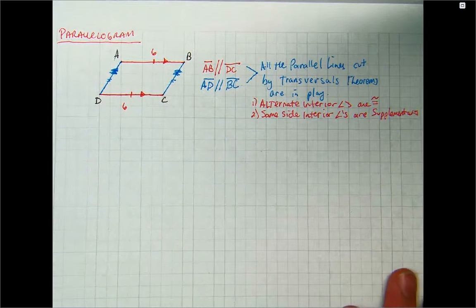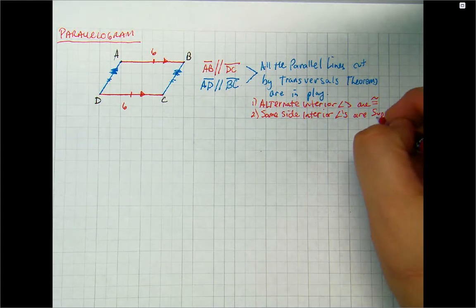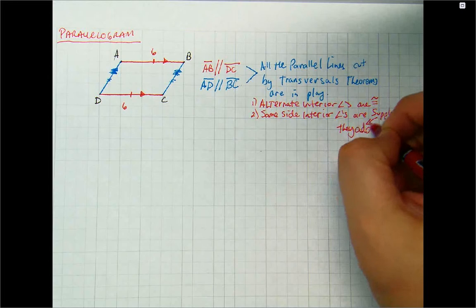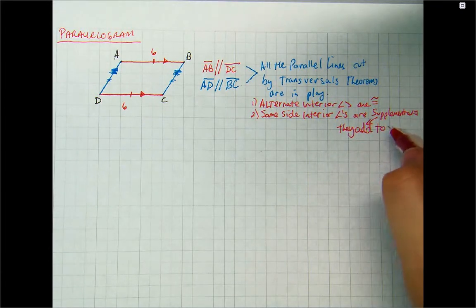Now what does it mean for angles to be supplementary? If I add up two angles that are supplementary, what should it equal? 180 degrees.